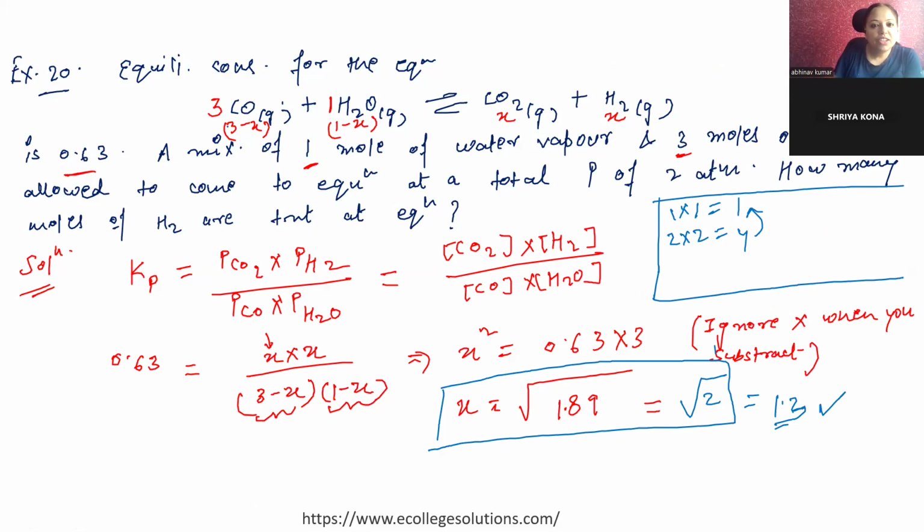The equilibrium constant for the reaction 3CO plus 1H2O gives CO2 plus H2 is 0.63. Then a mixture of 1 mole of water vapor and 3 moles of CO is allowed to come to equilibrium at a total pressure of 280. How many moles of H2 are present at equilibrium? Means you need to find X.